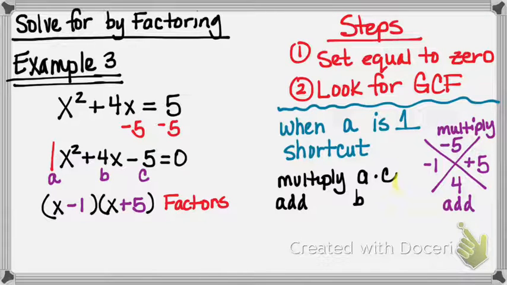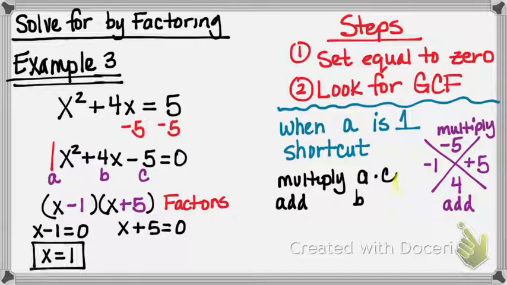Now to find our solution, let's take these and set them equal to 0. A factor is not the same as an x-intercept, so we have to solve it. Your first solution would be x equals +1. And the second solution, or x-intercept, or zero, or root, would be x equals -5.